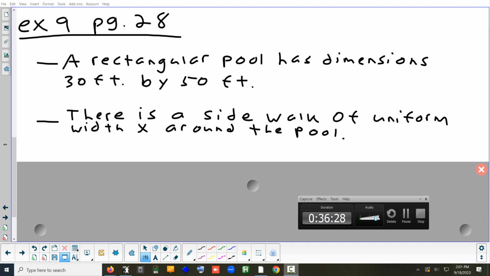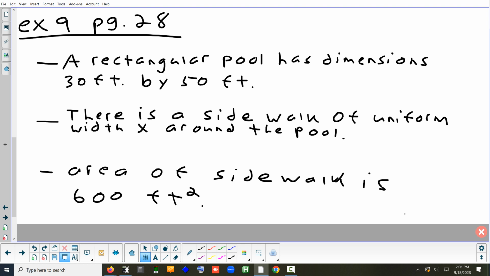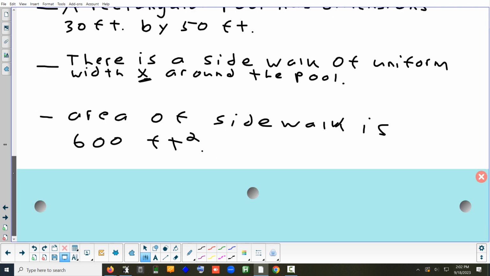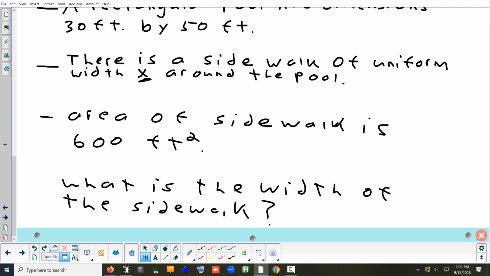Have your attention, please. All right, so pool, sidewalk around it, same width all the way around. That's actually what we're going to try to solve here. We're going to find the width of the sidewalk. We don't know the width of the sidewalk, but we know the area of it is 600 square feet. So the question is, what's the width?